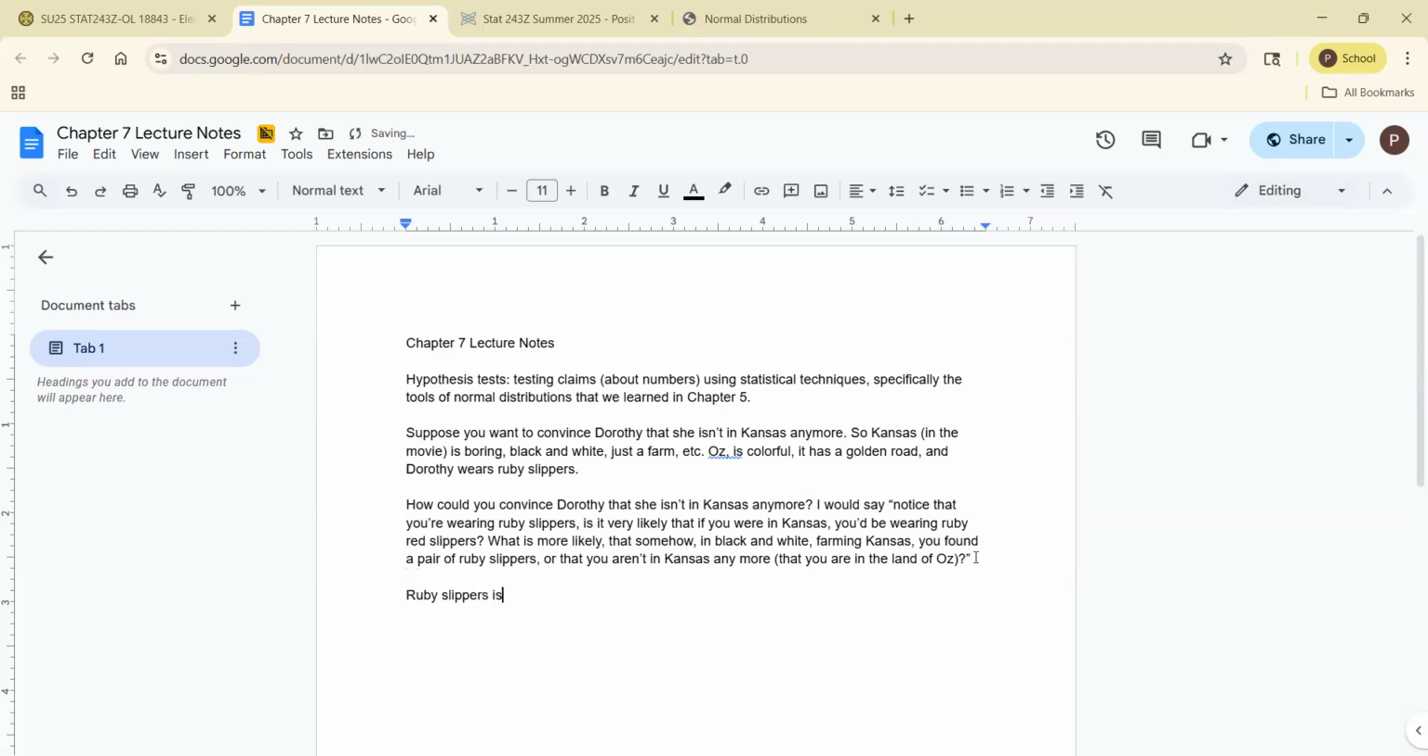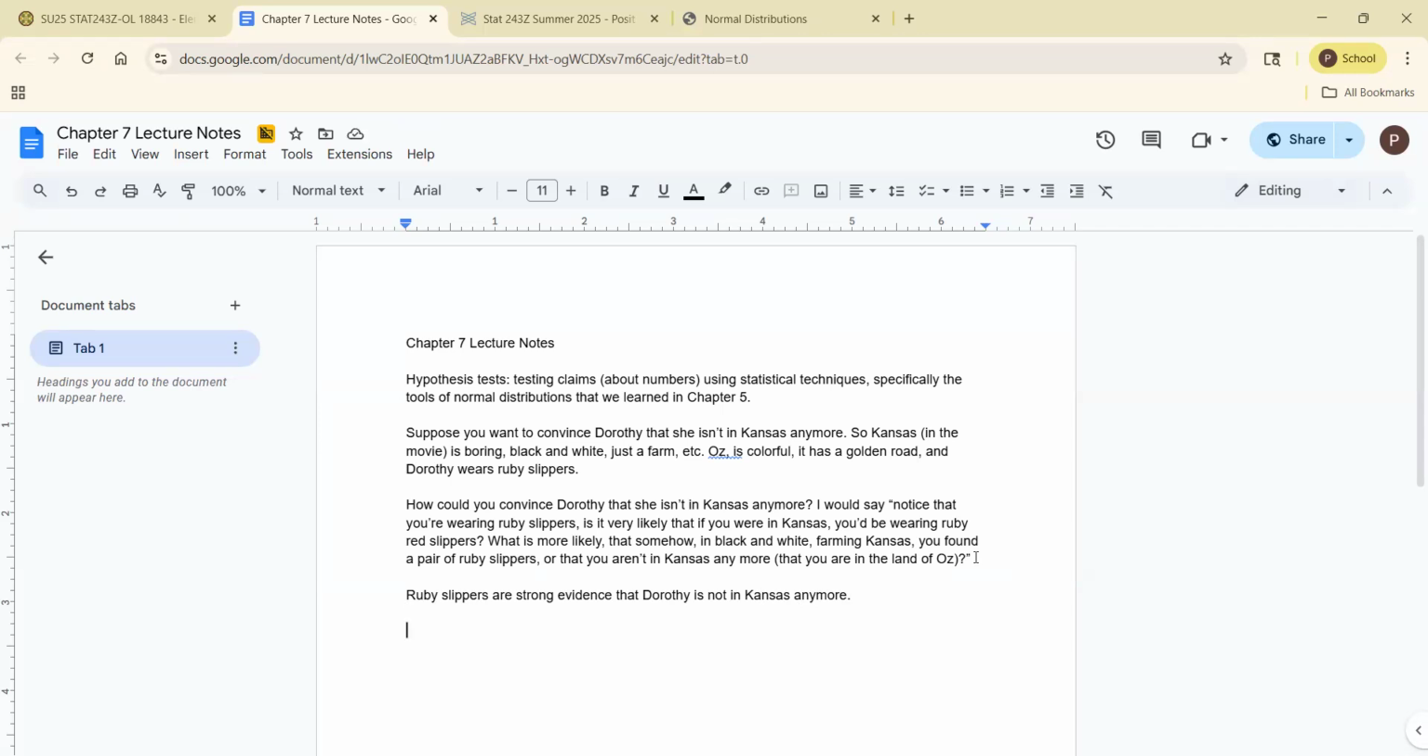Ruby slippers are strong evidence that Dorothy is not in Kansas anymore. I'm saying Canvas a lot because of our Canvas site for the class.